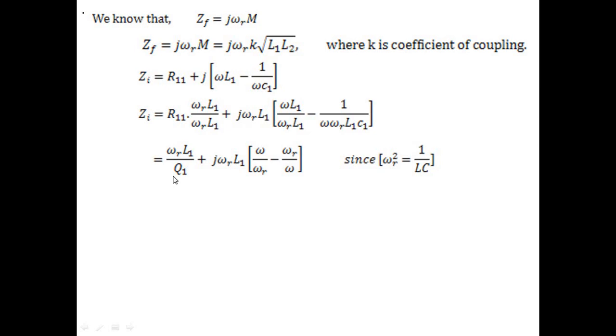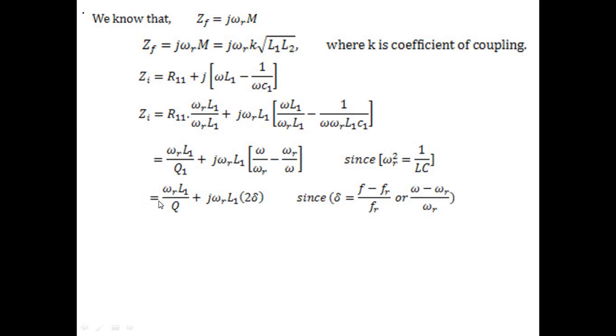This is the basic formula. We know the formula for Q: Q is equal to omega L by R. So we just replace this R11 divided by omega R into L1 with 1 by Q1. This is how we get this Zi. Anyhow, we will further simplify this. We know the formula for the frequency deviation delta, which is equal to F minus Fr divided by Fr, or you can say omega minus omega R divided by omega R. Then you will get it as approximately 2 delta.